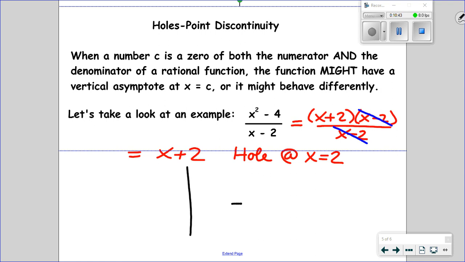So because this simplifies to a linear function, the graph is going to be a line, but it is still going to have a hole or point discontinuity. So if I were to graph the line, the y-intercept is 2. It has a slope of 1, so I'd go up 1, right 1. And then remember, at x equals 2, there's a hole. So the graph is going to look like this.